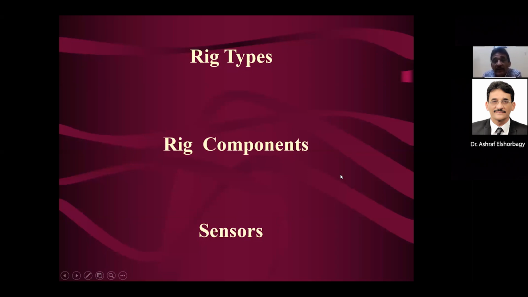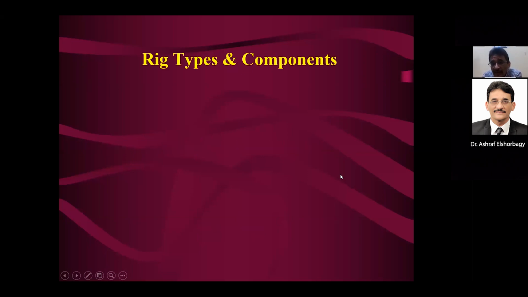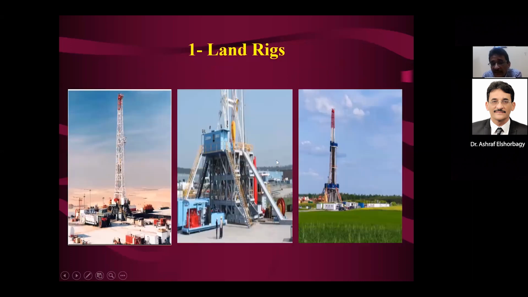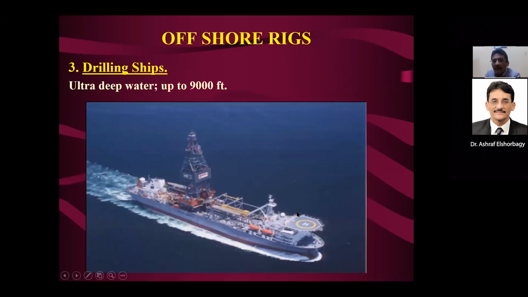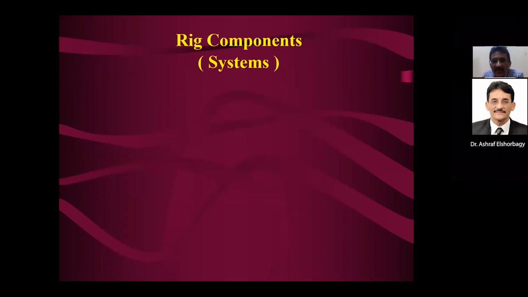As you know, for rig types, we have land rigs and we have offshore rigs. For the land rig, of course, maybe in the desert, maybe in a farm, maybe beside the water. For the offshore rig, we have jackup rigs, semi-submersible rigs, and floating rigs. These are the common rigs. Okay. What about the sensors? To speak about the sensors, I have to speak about the rig components. What about the rig components? For all rigs, any rig in the world has to have 5 components or 5 systems.